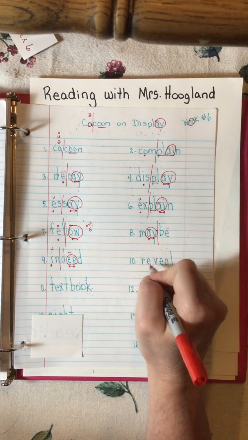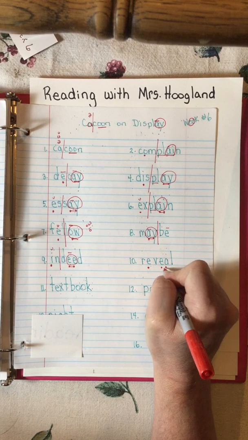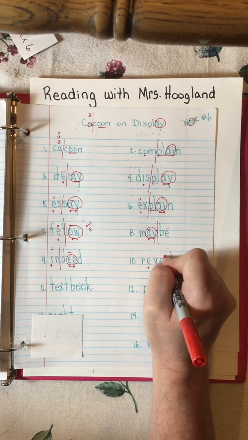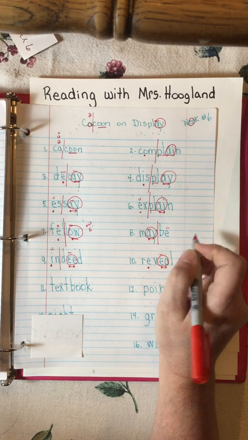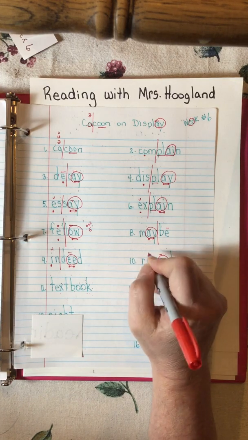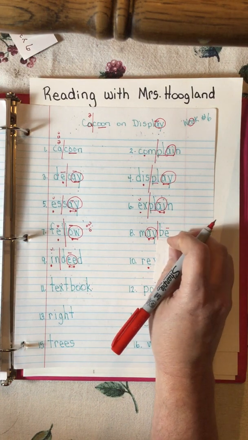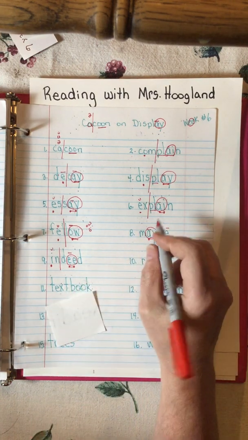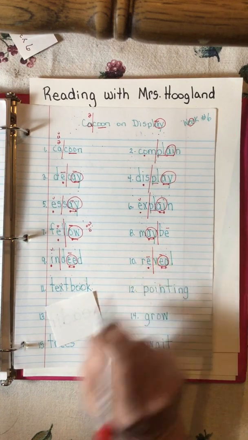Okay, the next word, I have a vowel, and then I have two vowels together. I know that EA says E, as long as there's not a D after it. Then it's either going to be reveal or it's going to be reveal. And it is going to be reveal. This E is going to be long because it's an open syllable.